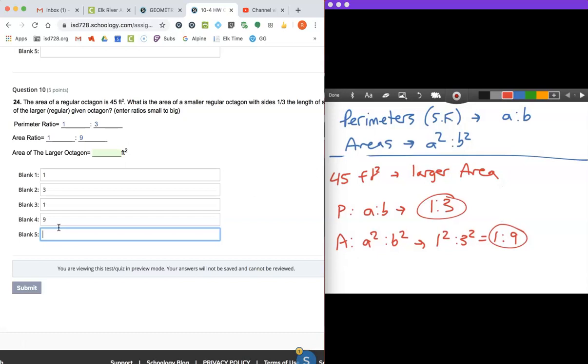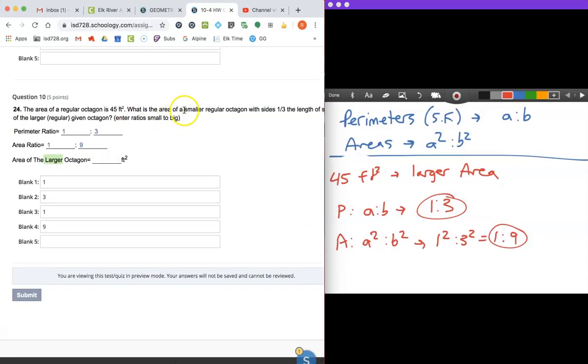The area of the larger octagon. Yeah, this should say, I'm sorry, I just was reading. That should say smaller. So the area of the smaller regular octagon is what they're looking for. So we know that 45 is the bigger. They're asking us what's the area of the smaller. So this is just a typo right here. I'll fix that.